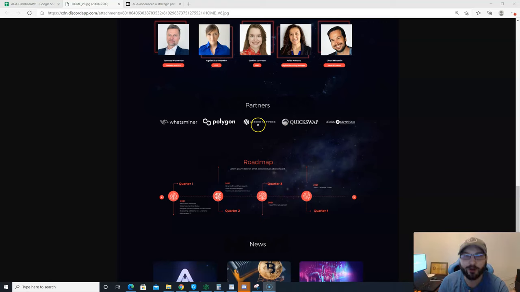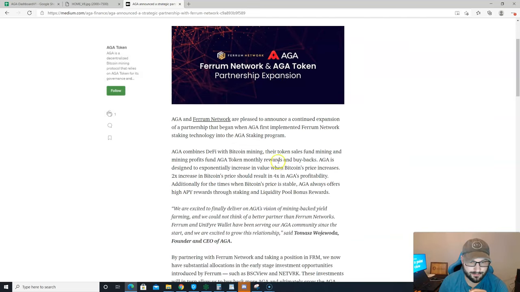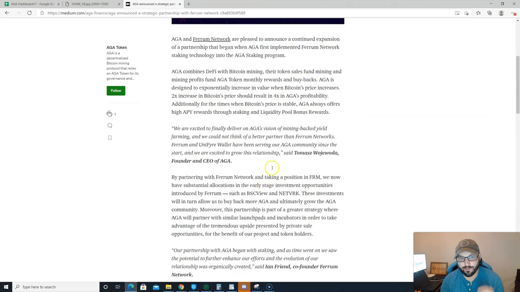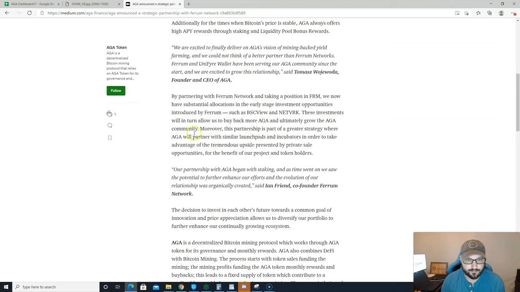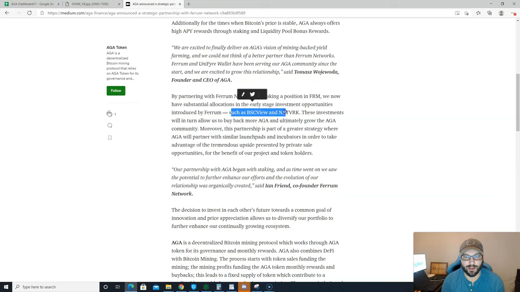This one's interesting. Ferrum Network. Now, this one they just announced today. Here it is: Ferrum Network and AGA token partnership expansion. So we do know that AGA has used Ferrum Network's staking capabilities on their Unifier wallet. But what are they doing here? By partnering with Ferrum Network and taking a position in FRM, we now have substantial allocations in the early stage investment opportunities introduced by Ferrum, such as BSC View and Network.